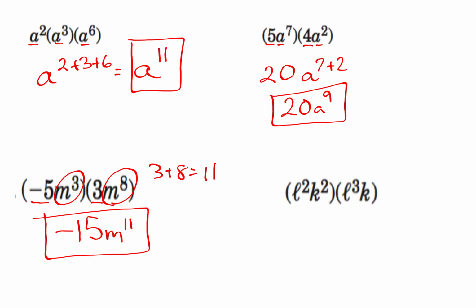Okay, next example. l squared, k squared, l cubed, k. Now we can only combine them together when they have the same base. So l squared and l cubed, 2 plus 3 is 5. k squared and k, this is not written, but that's a k to the 1st. So 2 plus 1 is 3. This is l to the 5th, k to the 3rd.